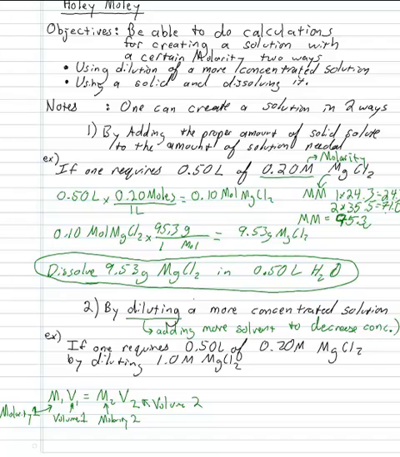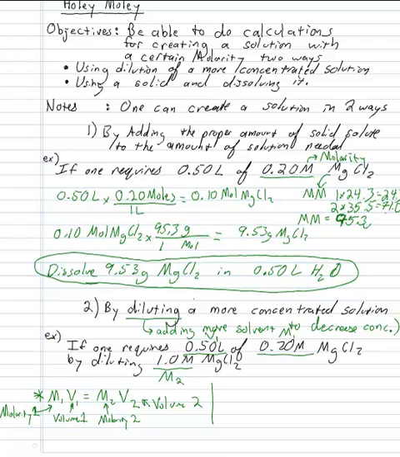Now you might even be able to solve something like this in your head, but let's go through solving this problem as it is. So if one requires 0.5 liters, liters measure volume, so this is my volume 1 of 0.2 molarity magnesium chloride. That's my molarity 1. By diluting 1.0 molar magnesium chloride, that's my molarity 2. So I can set up an equation because I have 3 of these quantities and 1 unknown. I want to know what volume I need to dilute to. So I can set up my relationship, M1 V1 is equal to M2 V2.